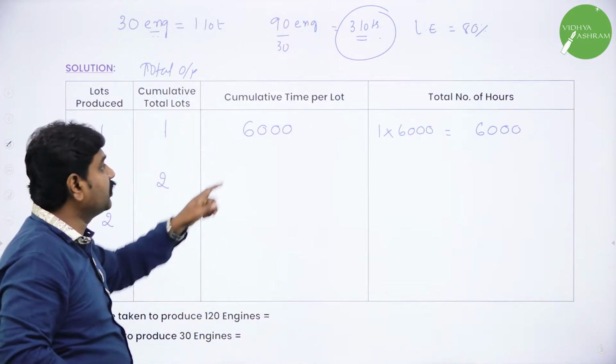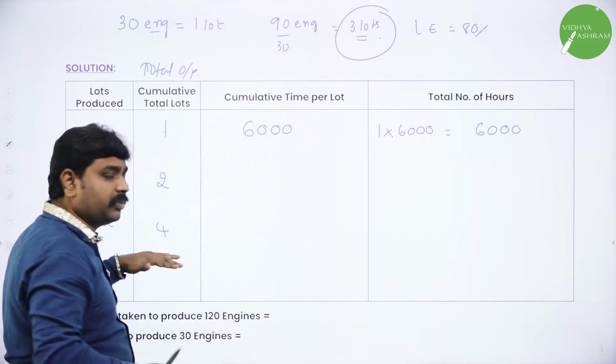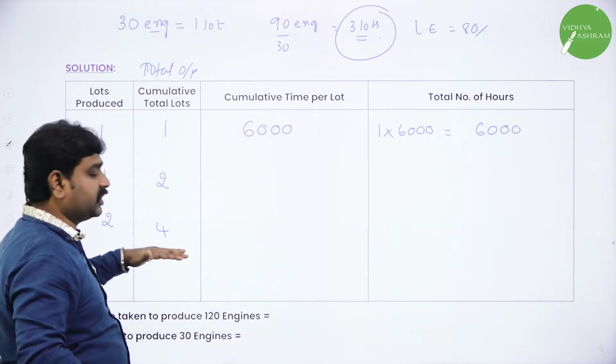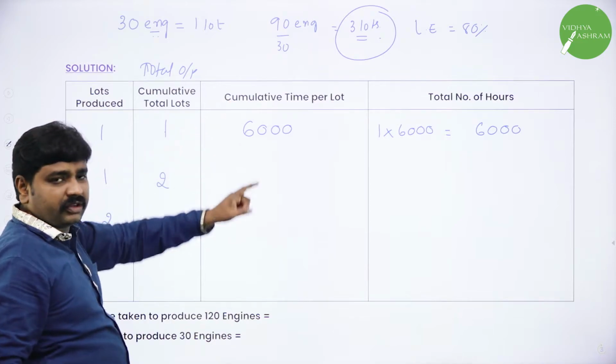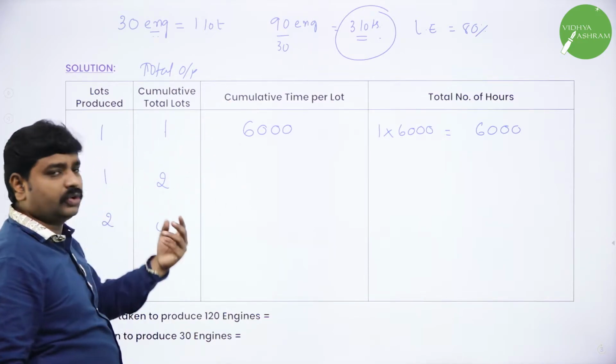Why should I stop? Because I want only 3 lots. When I am doubling I will get 4, I will not get 3. So stop it here. But we need 3, so we go for it: 4 lots minus 1 lot, we will get 3.